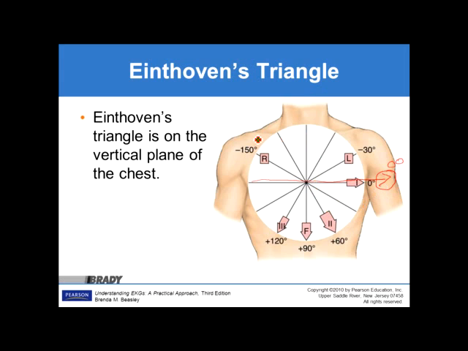Lead 2, from this electrode to this electrode, is approximately 60 degrees, which is this plane right here. Positive 60 degrees. Lead 3, which goes from this electrode here to this electrode here, is positive 120 degrees.